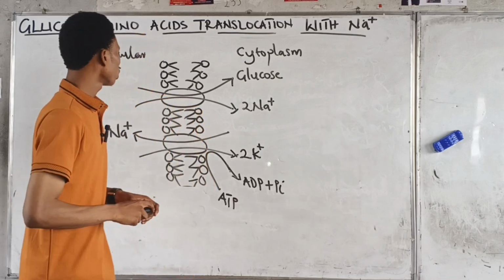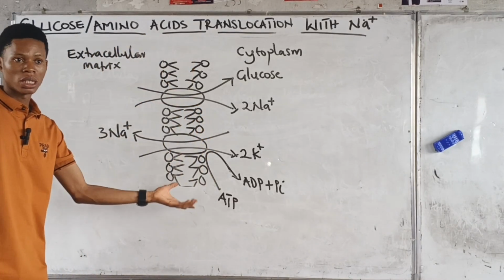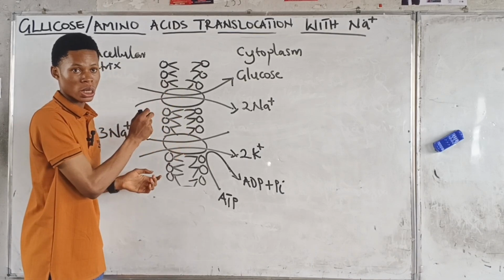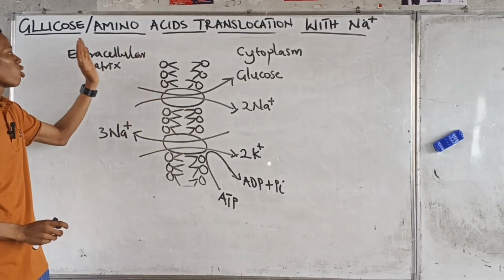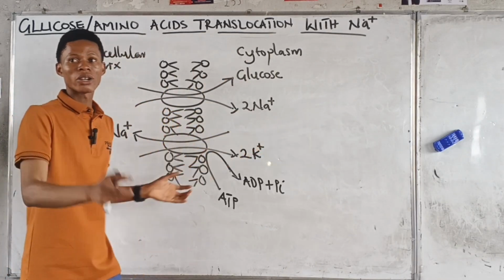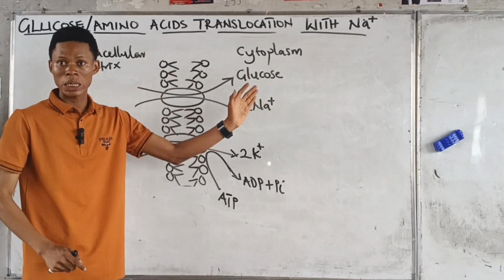Now, let's start. If you look at this side, this is the cell membrane. And these big structures here are transmembrane proteins, transporters. This is the extracellular matrix, that is the outside of the cell, and this is the inside of the cell. You agree that the cell membrane, the plasma membrane, is the barrier between the outside and the inside, right?